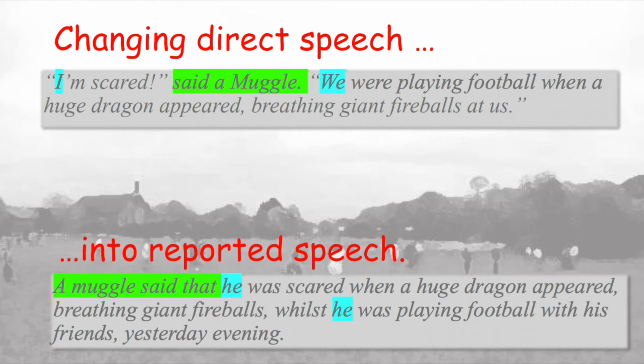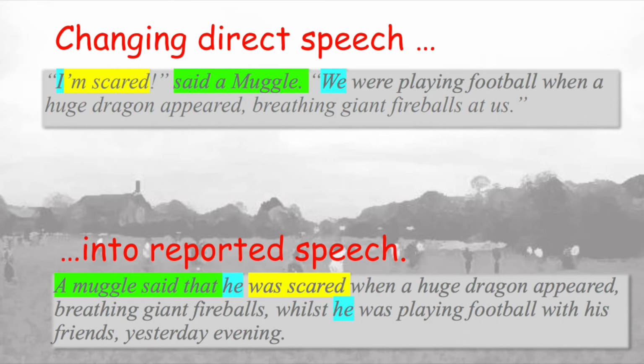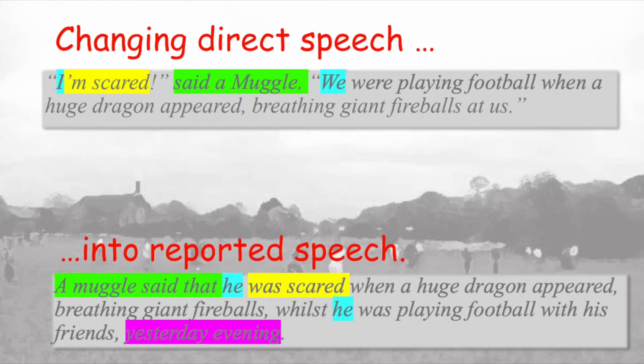I've changed the verb tense too. "I'm scared," present tense, said a Muggle. A Muggle said that he was, past tense, scared. To complete the sentence in reported speech, I've added an adverb time phrase to give more information about what has been said, to say when it happened. A Muggle said that he was scared when a huge dragon appeared breathing giant fireballs whilst he was playing football with his friends yesterday evening.